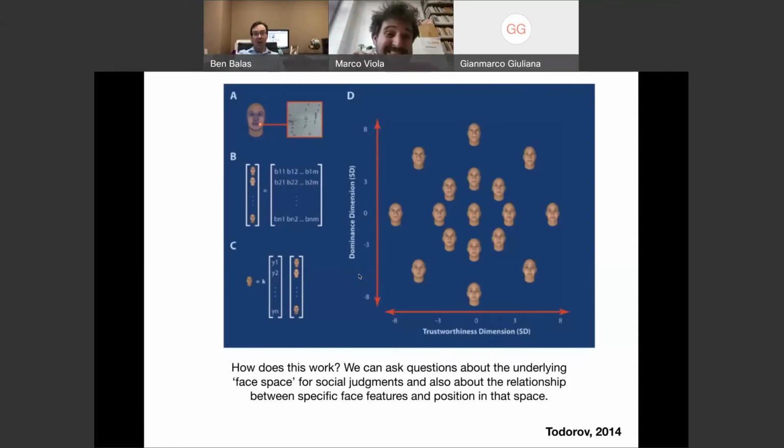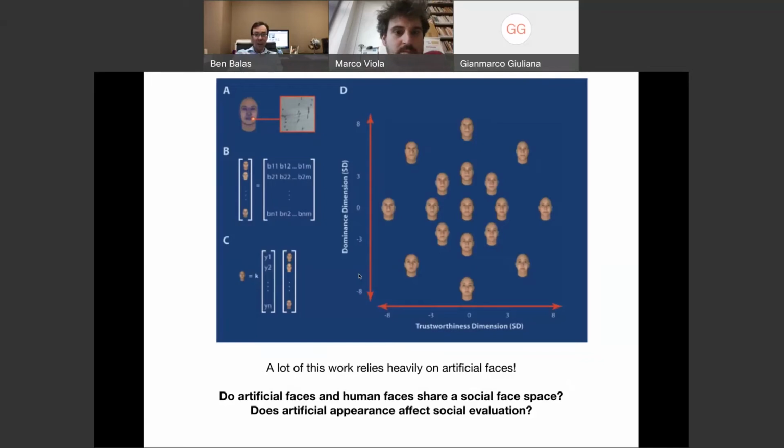Given all the things I've just told you about, you may worry that imposing artificial appearance like this maybe starts to change what's happening in terms of the way we perceive this image enough that the things we predict about artificial faces and how they'll be perceived might not match up with the way real photographic images are going to be perceived. So this is something we were really interested in unpacking a little bit and asking whether or not artificial appearance affects the way you socially evaluate faces and whether artificial faces and real faces share a social face space. Do they sort of live in the same places in this trustworthiness dominance space?